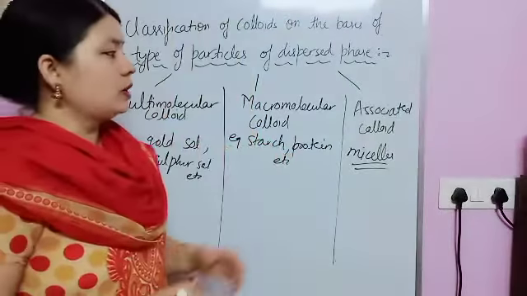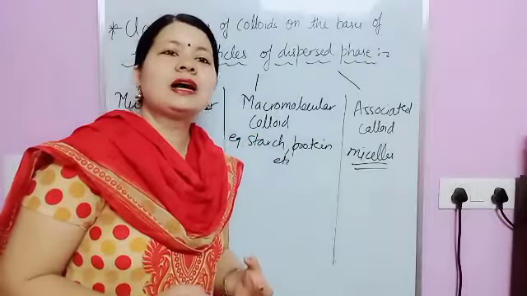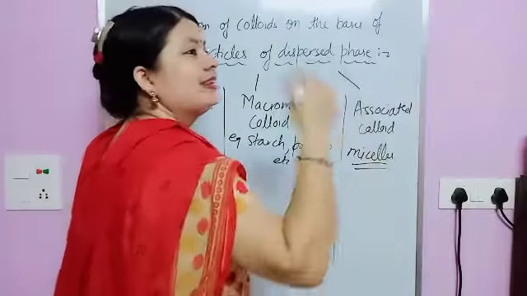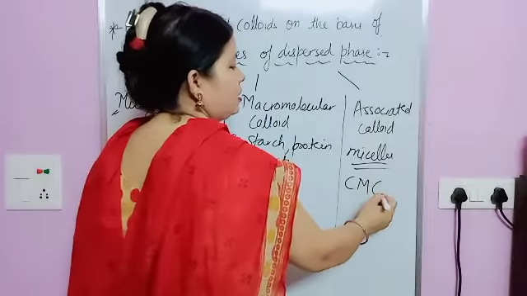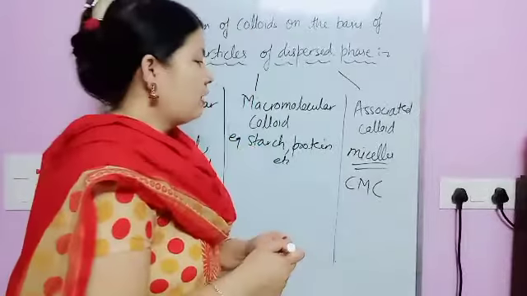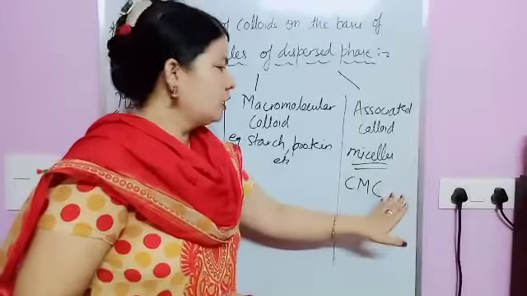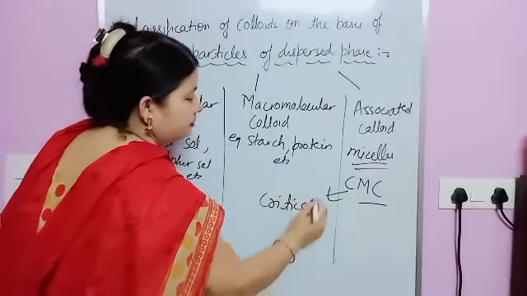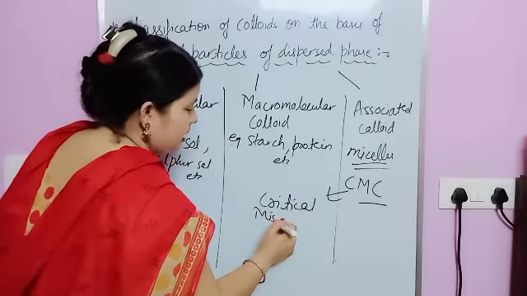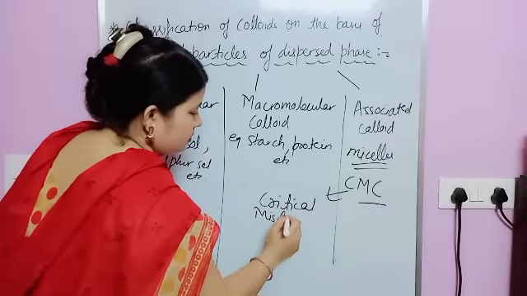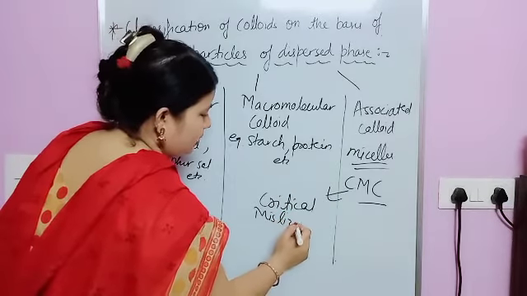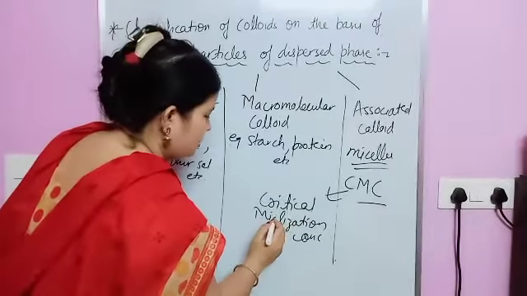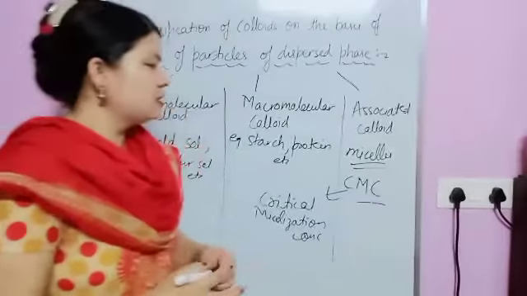Now one more thing: micelle formation occurs above a particular concentration, and that particular concentration is known as CMC, the critical micellization concentration. What can we write for CMC? Critical micellization concentration, that is CMC.